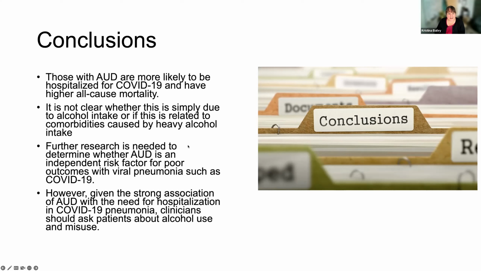So further research is needed to determine whether alcohol use disorder is an independent risk factor for poor outcomes with viral pneumonias, such as COVID-19. This has already been fairly well established for bacterial pneumonia and ARDS. Given the strong association of alcohol use disorder with the need for hospitalization in COVID-19 pneumonias, clinicians should bear this in mind and try to ask more questions about alcohol use and misuse in this population.